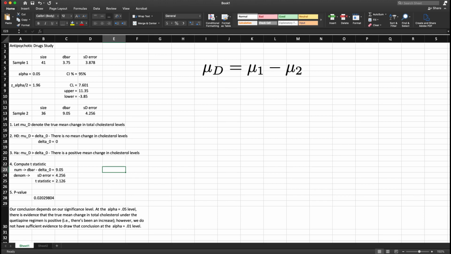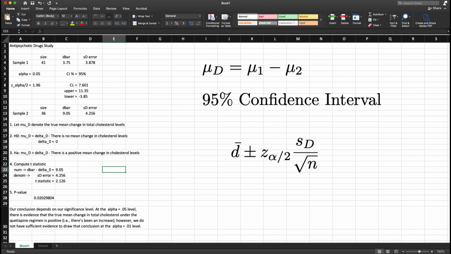aripiprazole regimen. Now, a 95% confidence interval for this mu sub D, using basically the large sample method, is going to be, and this is straight from the formula, our D bar plus or minus, and now what we want to do is calculate our standard score, which is Z sub alpha divided by 2.